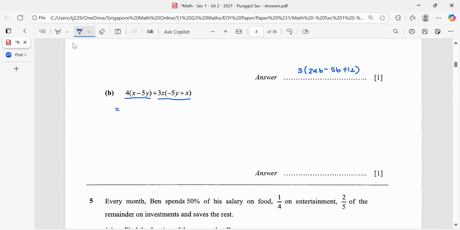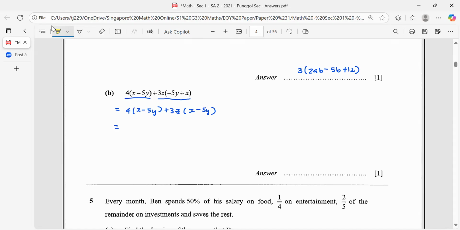So what I'm going to do for the next line is shift the terms within the second bracket. So instead of negative 5y plus x, I am going to write it down as x take away 5y. Now you realize that again, within each of these compartments that make up the full expression, these are common in both parts of the expression. I'm going to extract them out as common factors.